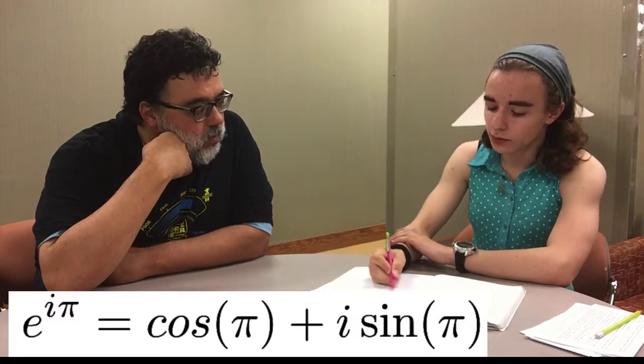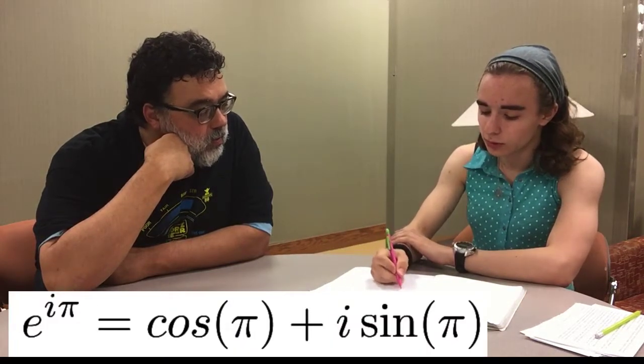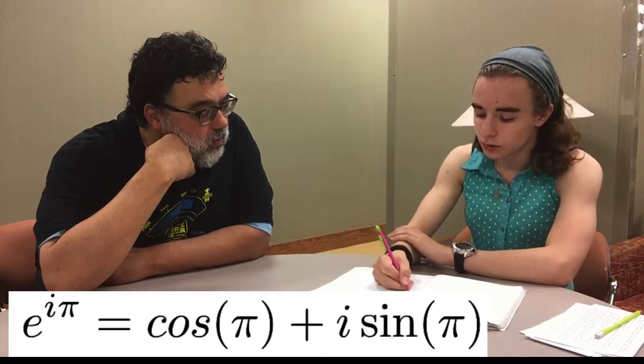And from here, the rest of the proof is pretty simple because you see e to the ix, and we're looking for e to the pi i. So all we have to do is put in pi for x, and we get e to the i pi equals cosine of pi plus i sine of pi. And we know that the sine of pi is 0, and we know the cosine of pi is negative 1.